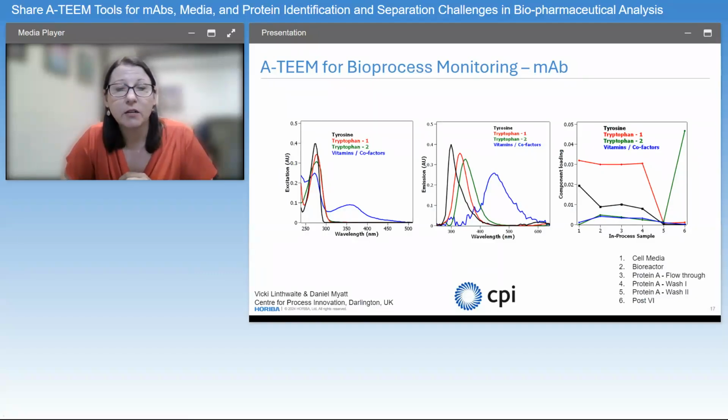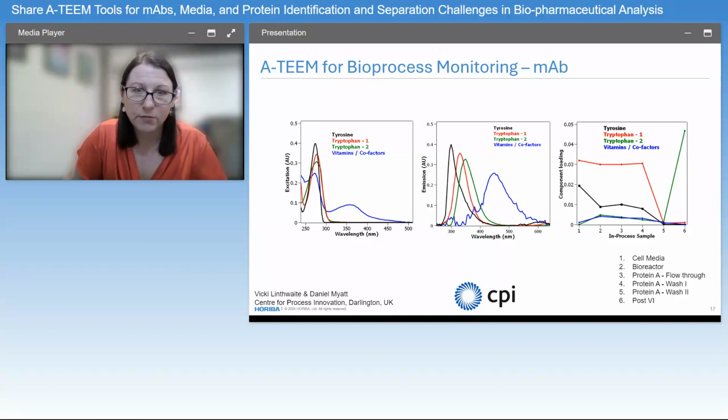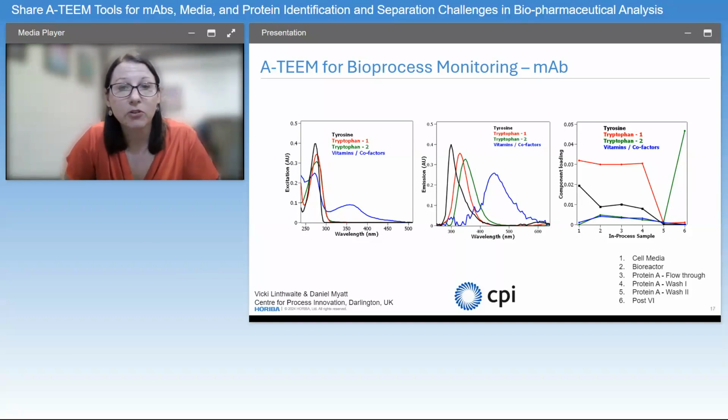From that data, these are actually PARAFAC loadings, and you can see that we're tracking, this is the excitation spectrum on the left. In the middle are the emission spectra loadings, and on the right are the object loadings. As the in-process samples go, you can see it went from cell media to bioreactor to the protein A flow through, wash steps, and a post measurement.